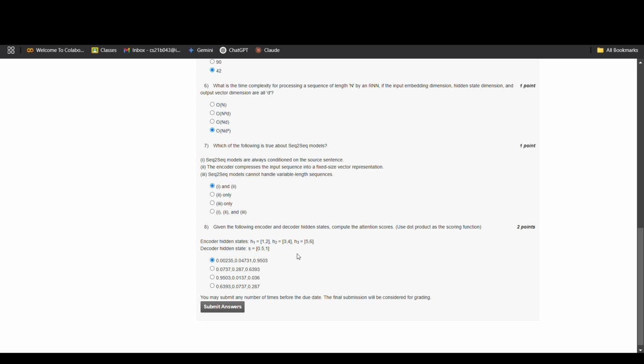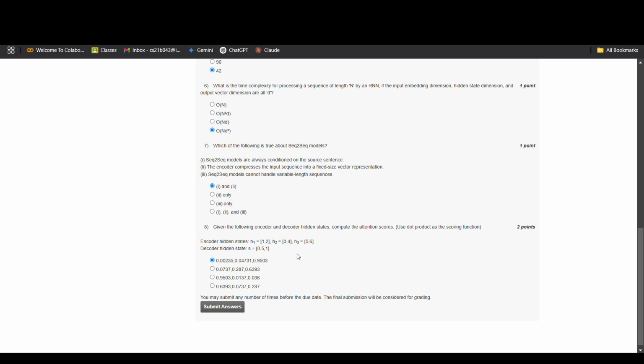Do you see the next question? Yes, I do. The next question asks about the time complexity for processing a sequence of length n by an RNN, given that the input embedding dimension, hidden state dimension, and output vector dimension are all v. What answer did you select? O(nv squared). Is it O(nv) or O(nv squared)? That's my doubt.